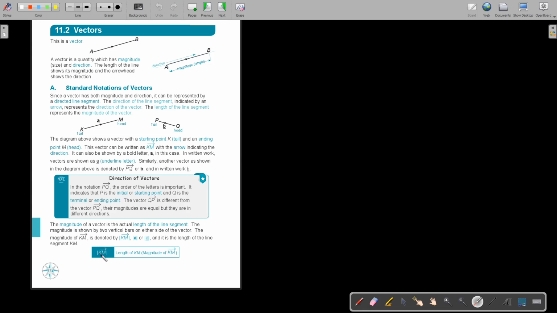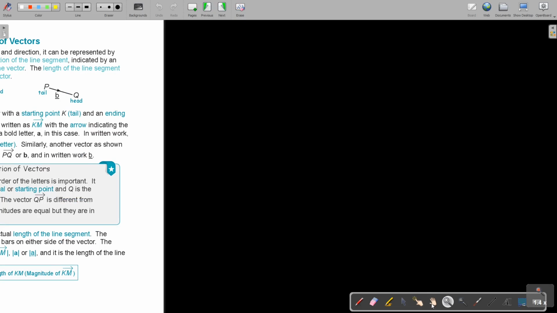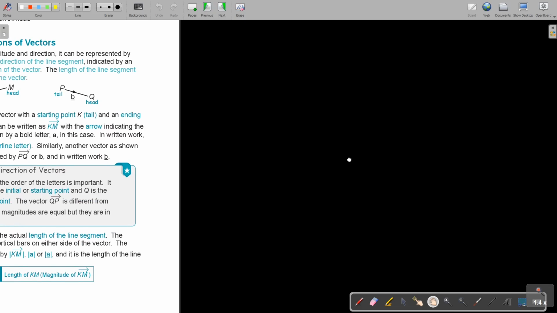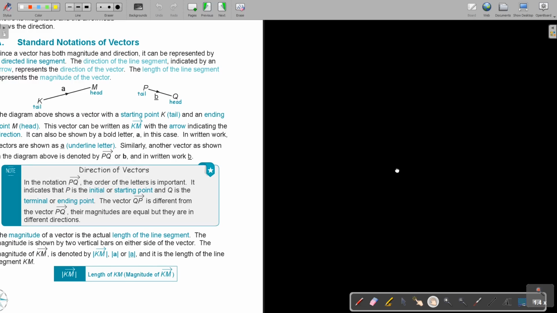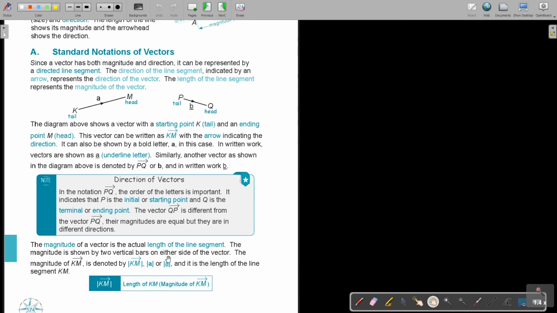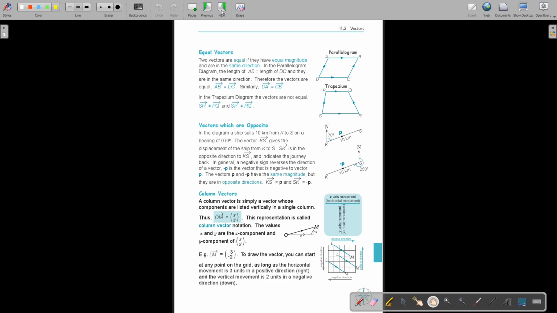So if you name it, you're just going to say KM and then usually we make an arrow on top. Then if we make these vertical bars, now it's not meaning the determinant, now it's meaning magnitude. And you find that magnitude. I will now show you an example. You do it just by Pythagoras Theorem. That's very basic.